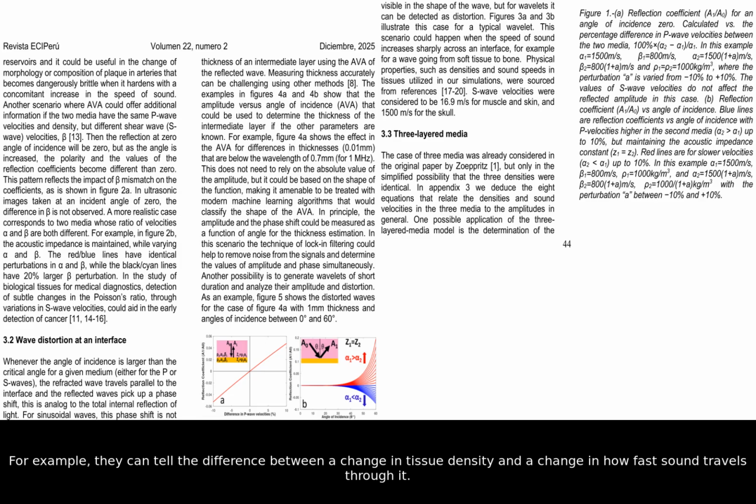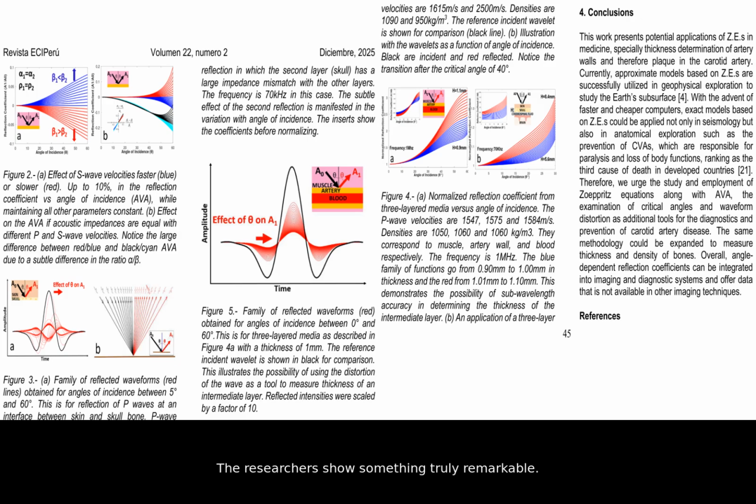For example, they can tell the difference between a change in tissue density and a change in how fast sound travels through it. This is crucial because plaque becomes more dangerous as it hardens, which changes its physical properties in subtle ways. The researchers show something truly remarkable.